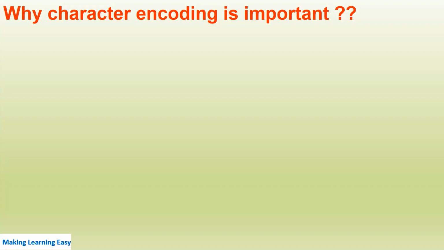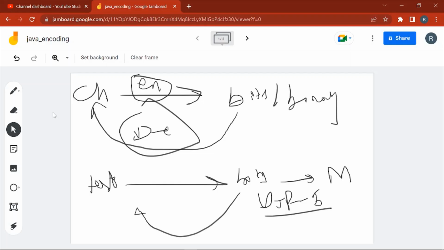Now let's see why character encoding is important. We will try to understand with the help of one Java example. If the character encoding or decoding is not done properly, there would be chances that we will not be able to read the particular character. We might see a question mark or some other strange character instead of the actual character. This happens because of some issue with the character encoding or decoding.